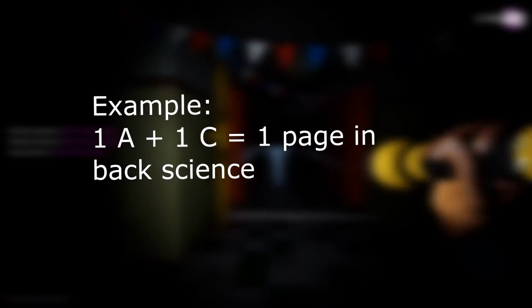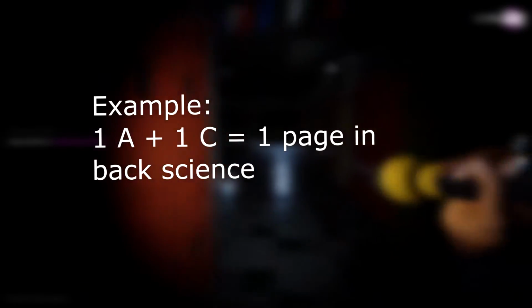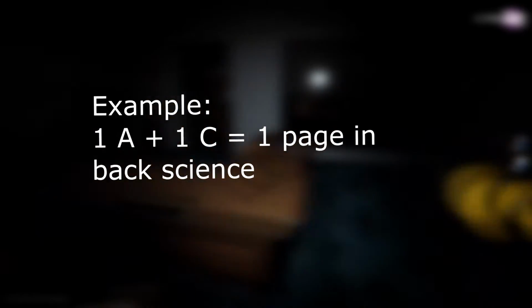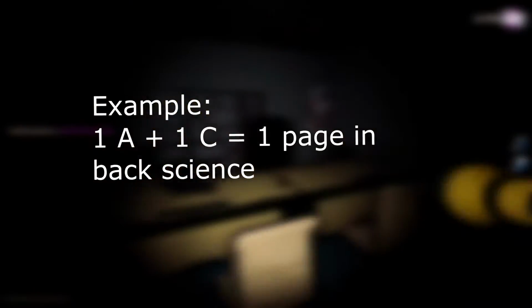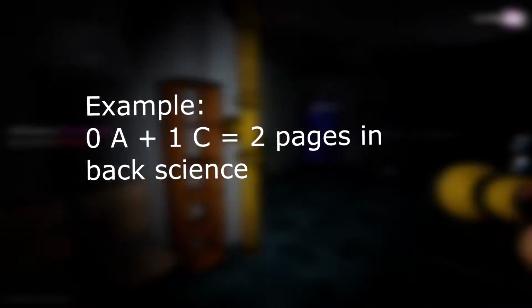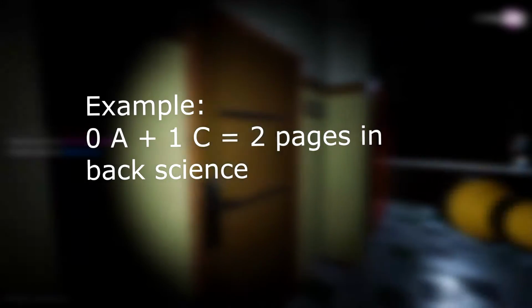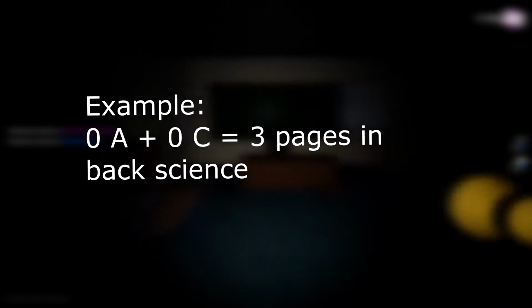For example, if you get 1 page A side and 1 page C side, totaling to 2 pages in the main hall, you instantly know that there is only 1 page in the back science labs upstairs. If you get 0 A side, 1 C side, totaling 1 page in the main hall, then you know you have an extra page in the back science labs upstairs, meaning you have 2. And of course, if you get 0 A side and 0 C side, then you know you have 3 pages in back science labs upstairs.